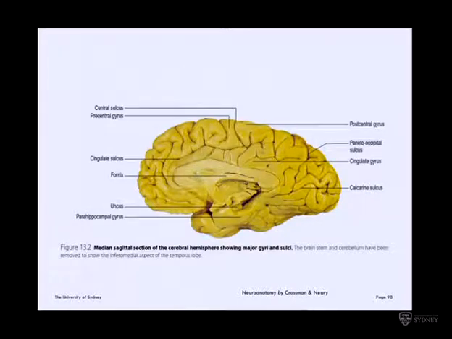And just inferior to the cingulate gyrus, we have this band of white matter, referred to as the corpus callosum. Corpus callosum. So as you can see, this is a major band of white matter. And what it does is it connects the right hemisphere with the left hemisphere. So these are axons that are going in both directions, helping the one side of the brain talk to the other side of the brain.